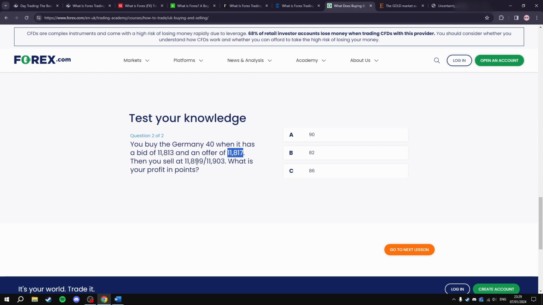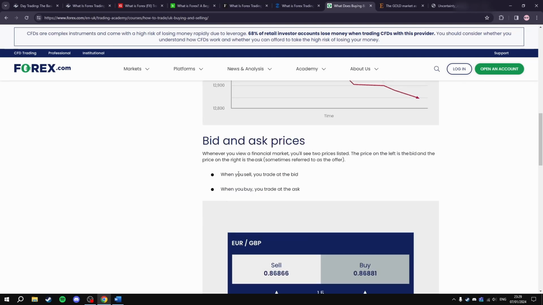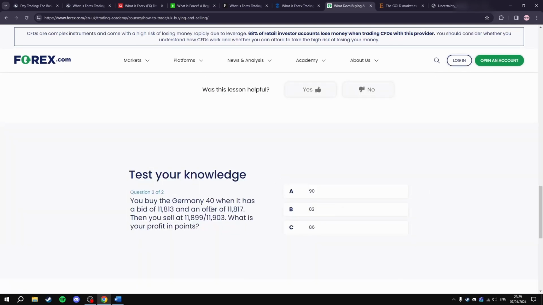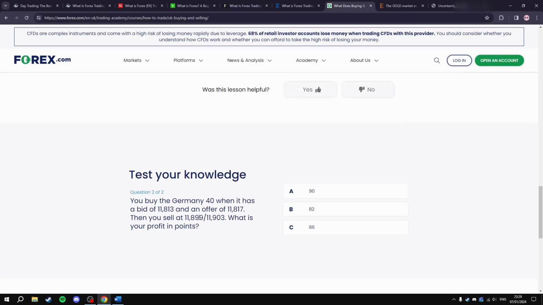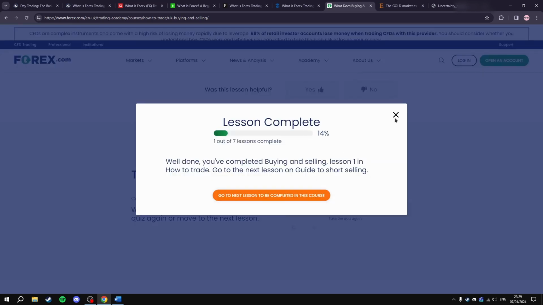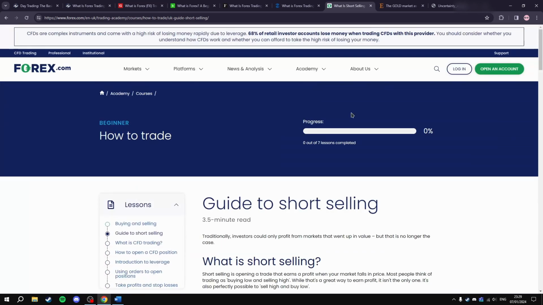What is your profit in points? Then you sell it. And when you sell, you trade at the bid, and bid is on the left hand side. So what's 99 minus 17? That's 82. Okay. Cool.